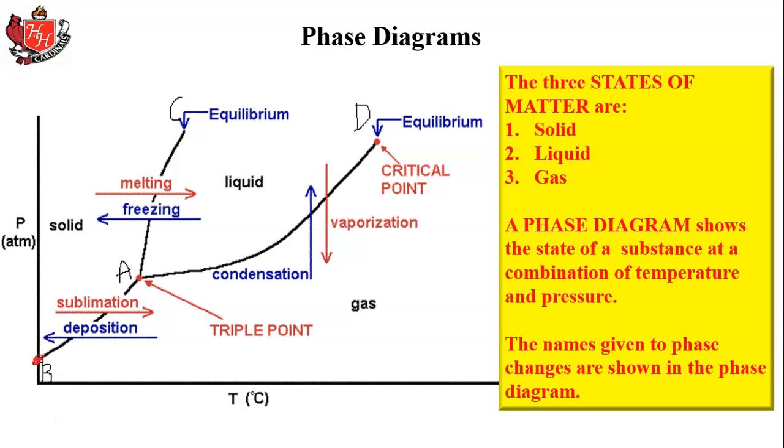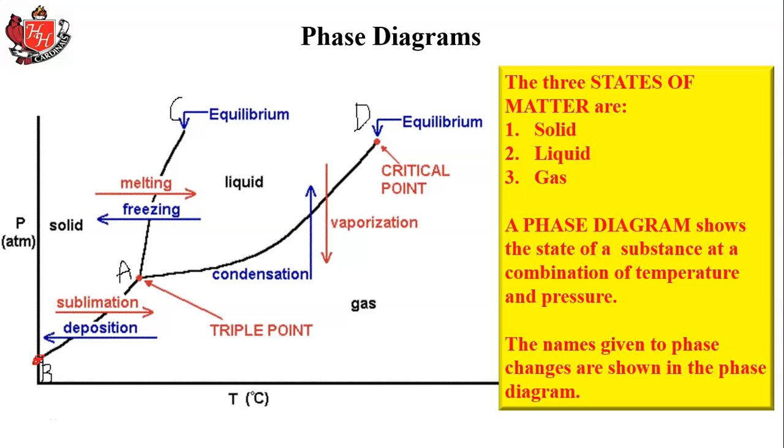The pressure is on the vertical axis, so higher pressure goes up the vertical axis on the left, and higher temperature goes from left to right along the horizontal axis. The three states of matter are solid, liquid, gas. A phase diagram shows the state of a substance at a combination of temperature and pressure. The names given to the phase changes are shown in the phase diagram. We learned these names yesterday, and now you see how they fit into the phase diagram.